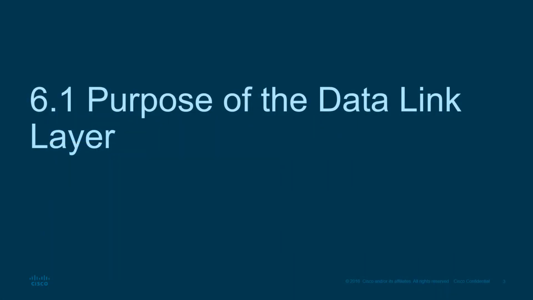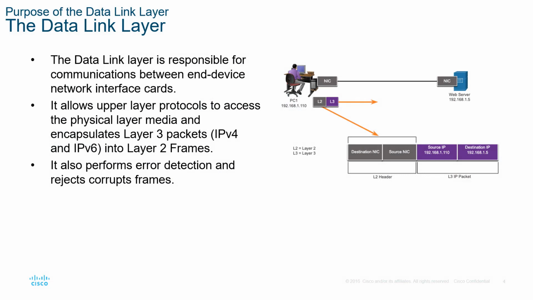So let's talk about the purpose. The data link layer is actually responsible for communication between end devices and NIC cards. Essentially what it does is it takes the wire, the media, and it allows communication with upper layers. Layer 2 typically deals with frames, and those frames allow for media access control as well as the mechanisms used for accessing those media.